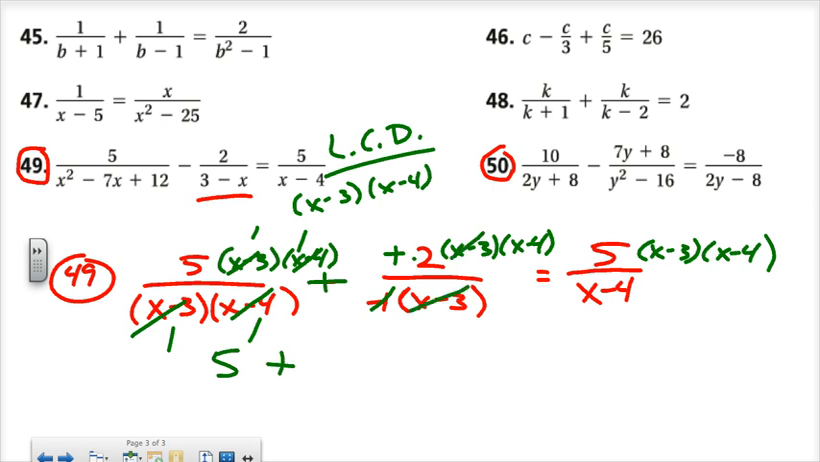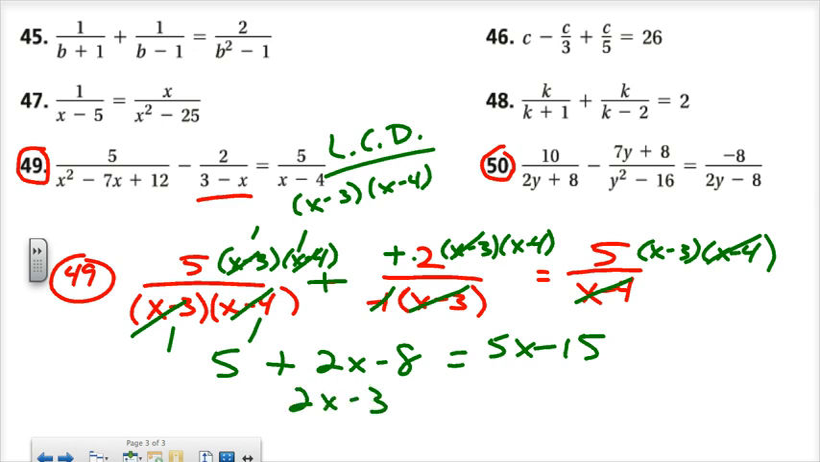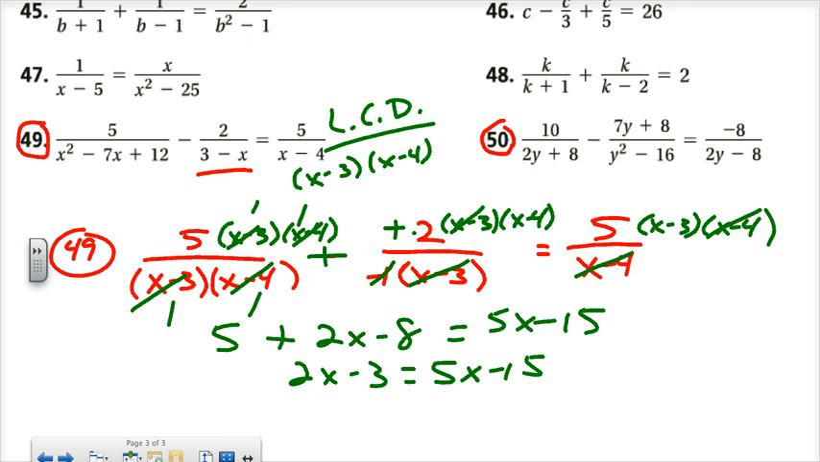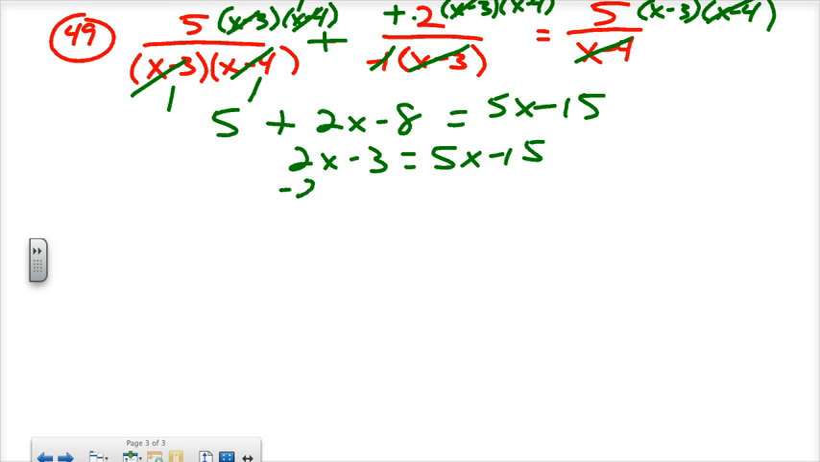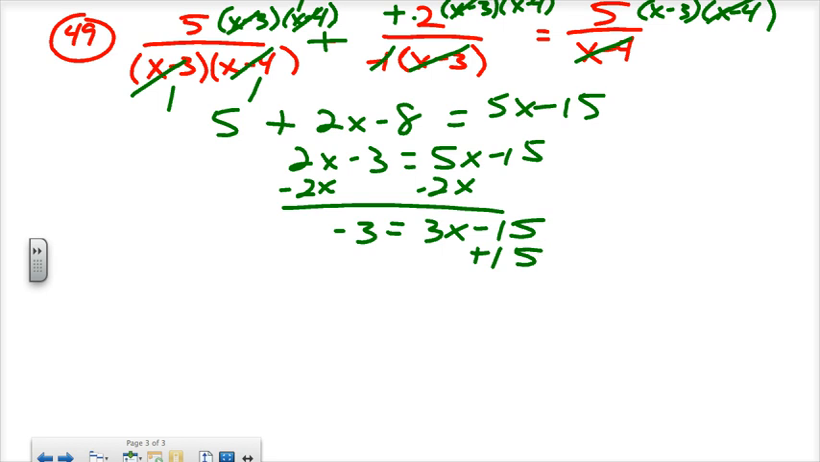X minus 3's are gone, and we have 2 times the quantity x minus 4, which will be 2x minus 8. And then the x minus 4's will be gone on the other side, and we will get 5x minus 15. Now let's combine some like terms. We have 2x minus 3 equals 5x minus 15. And then let's move our x's together by subtracting 2x from both sides. And we'll have negative 3 equals 3x minus 15. Let's add 15. And we have 12 equals 3x. Divide by 3.